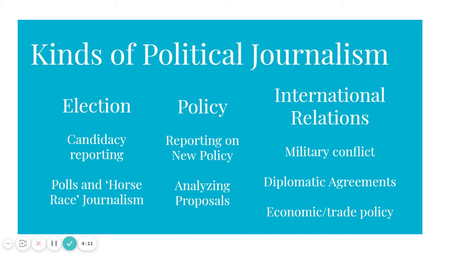Policy journalism includes reporting on new legislation that state, local, and federal governments have passed, as well as analyzing proposals by members of the government. And finally, international relations reporting primarily is concerned with military conflict. It also includes areas such as diplomatic agreements or economic and trade policy.